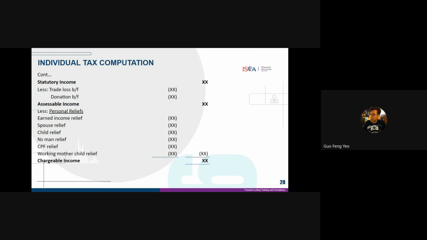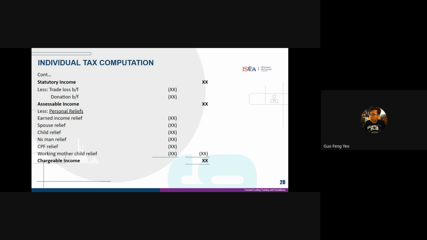For individuals who only derive employment income, generally your statutory income would be your assessable income, unless there are unutilized donations or losses brought forward from your earlier YAs. After assessable income is where we will look at the various reliefs. Some of the reliefs are listed here. Please note that for each relief, for exam purposes, you will need to analyze and provide commentary on how it is applicable and how you derived the answer.